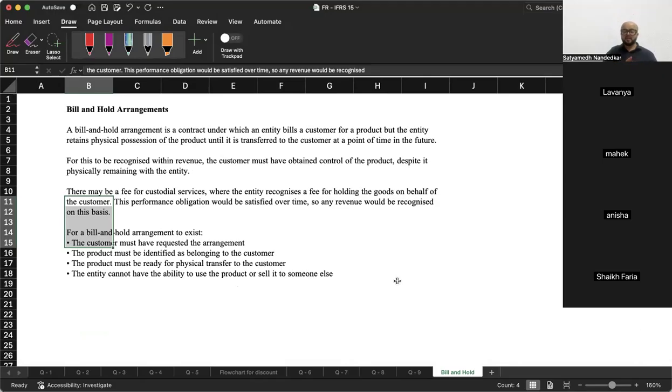entity retains physical possession of the product until it is transferred to the customer at a point of time in the future. Now imagine I'm going to the airport. I have to take a flight to, say, New York. While I was on my way, I saw a nice TV, and I went into the shop and I said, "मुझे ये TV I want to buy." The shopkeeper said, "Yes, take it home."